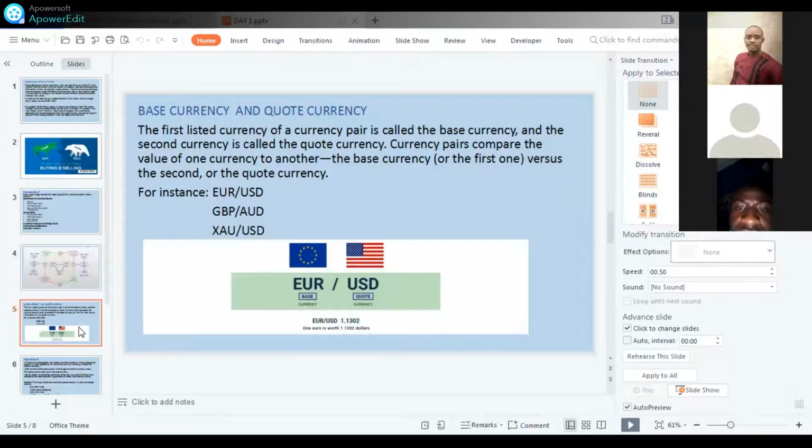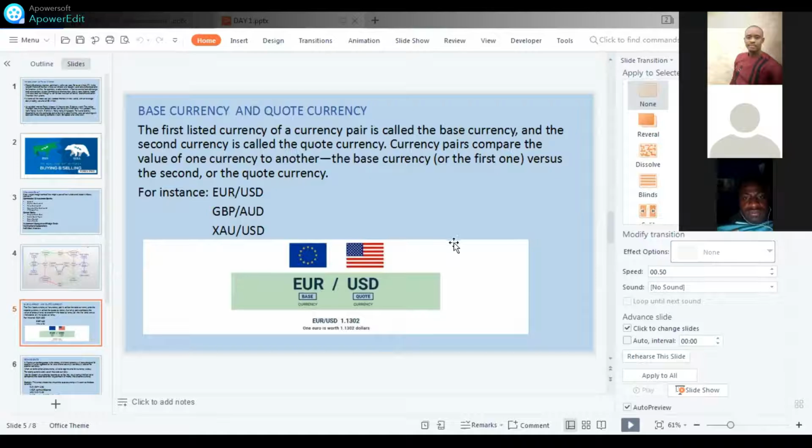So now we are looking at the combination of these currencies. There are 2 parts of a currency pair in Forex: the base currency and the quote currency. The first currency of a currency pair is called the base currency, and the second currency is called the quote currency. Are you with me? Now, if you look at my screen, I have EUR/USD.